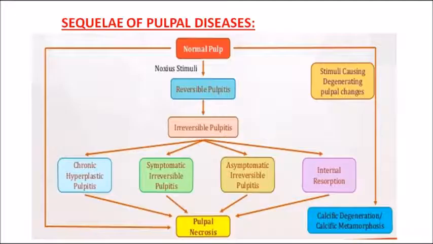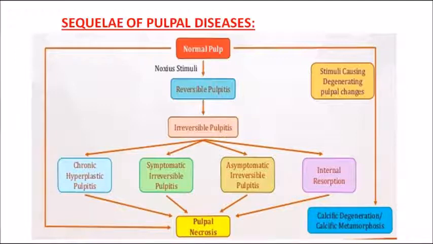Moving on to the sequelae of pulpal diseases. What is the sequelae? What all happens? What is the sequence of events in pulpal diseases? When a normal pulp is affected by some noxious stimuli, there can be reversible pulpitis. Okay, so normal pulp can go to reversible pulpitis.